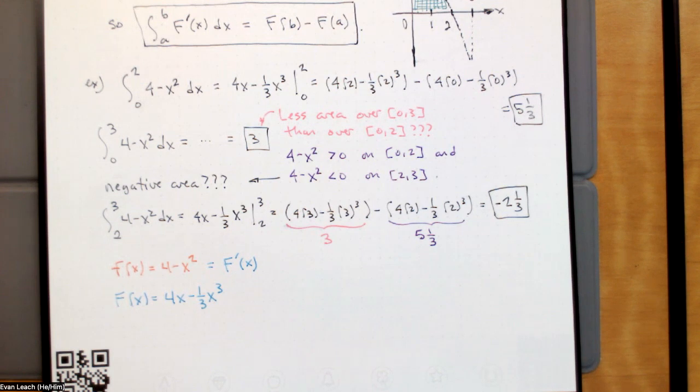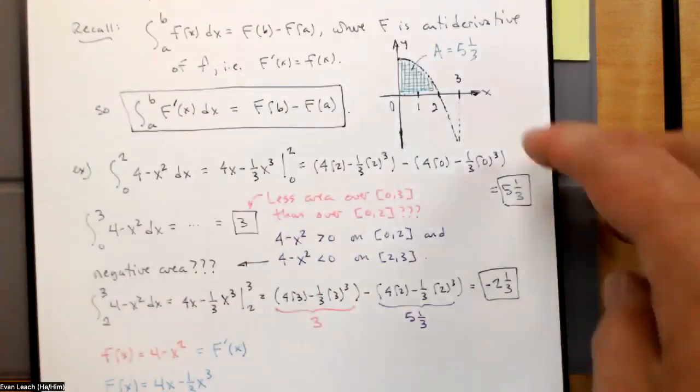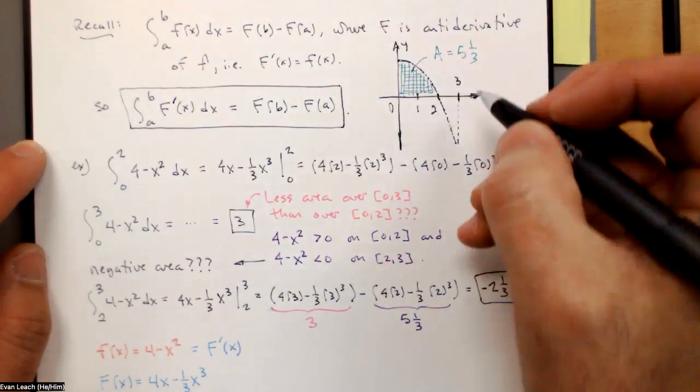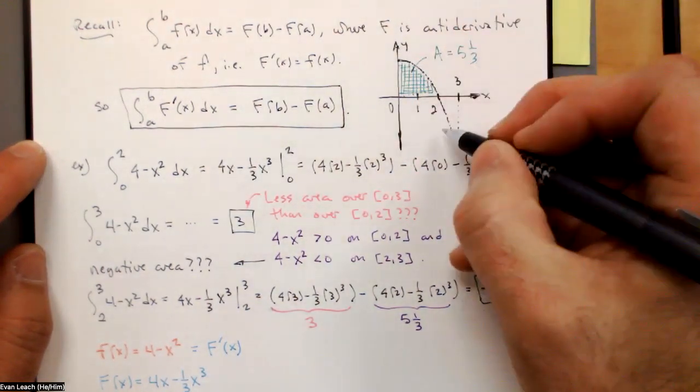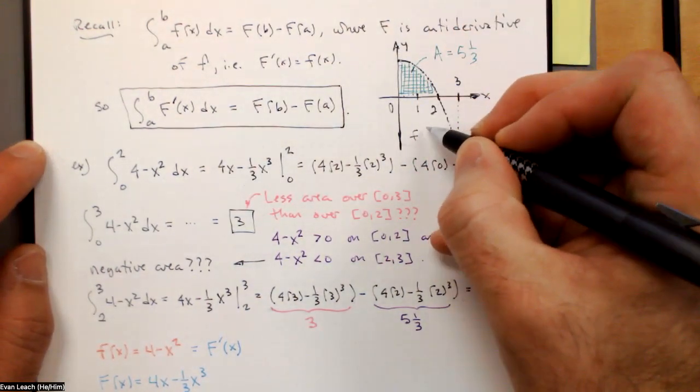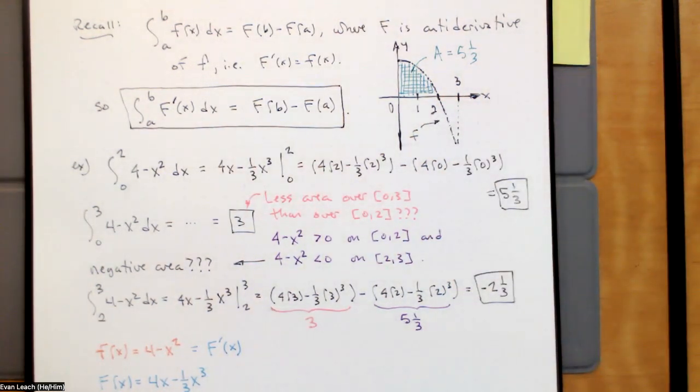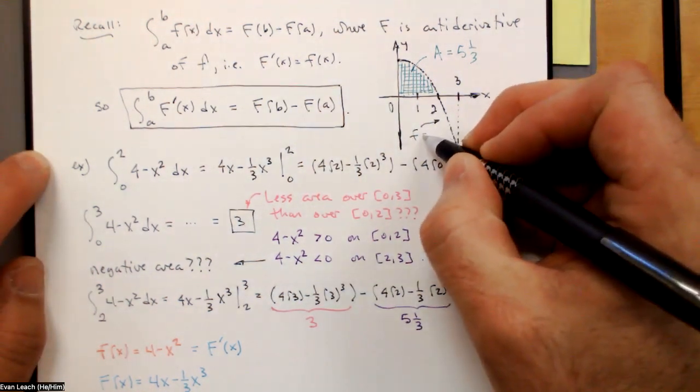So let's remind ourselves about what we know about the derivative and the sign of the derivative, because the function that we're looking at, this parabola, is the derivative of the capital F function. This is the graph of f, but that means it's also the graph of f prime. It's the derivative of 4x minus 1/3 x cubed.